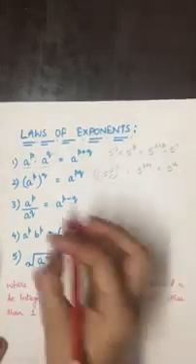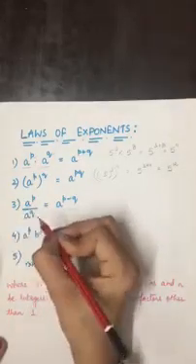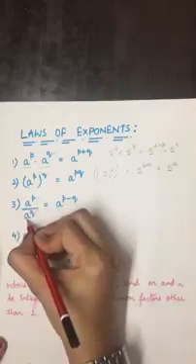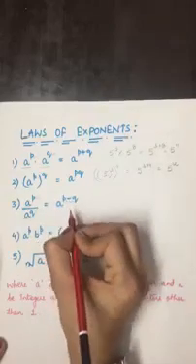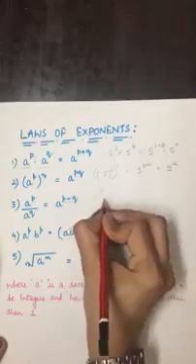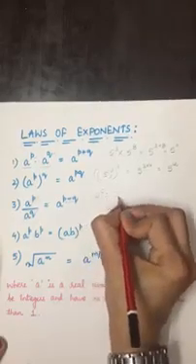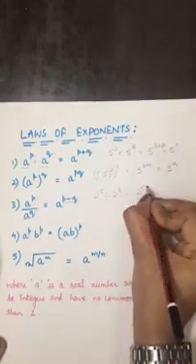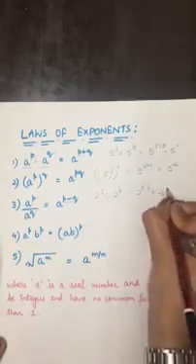Third law is the division law, where your bases are same, powers are different, and your bases are in division. Then you subtract the powers. For example, 2 raised to the power 5 divided by 2 raised to the power 3. Answer would be 2 raised to the power 5 minus 3, 2 raised to the power 2.